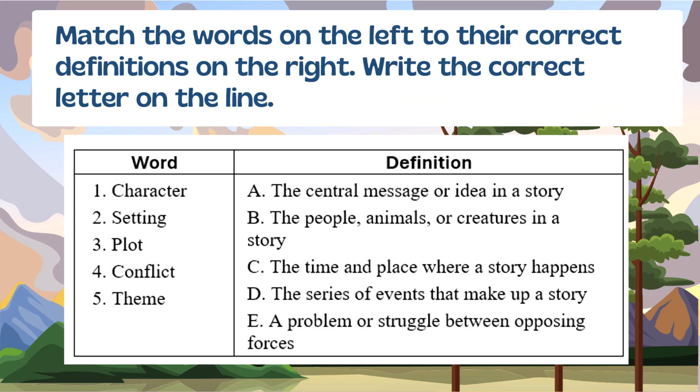Okay, so let's check this. Number 1, character. These are the people, animals, or creatures in a story. That's letter B. Number 2, setting. The setting is the time and place where a story happens. So that's letter C. Number 3, plot. The plot is letter D, the series of events that make up a story. Then number 4, conflict. The conflict is the problem or the struggle between opposing forces, letter E. Then number 5, the theme. The theme is the central message or idea in a story. That's letter A.